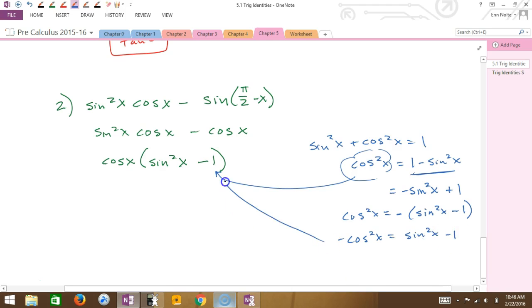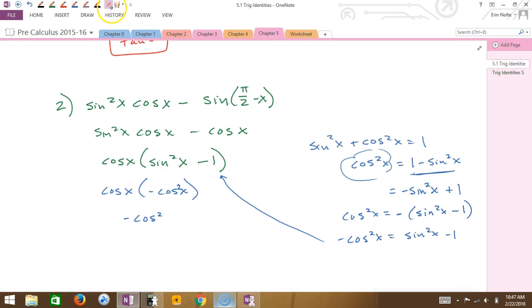Okay, so now I can replace this. This will work now. Okay, so now I have cosine times negative cosine. So, what's cosine times negative cosine? It would be negative. What's that? Oh, squared. Oh, yes, sorry. Thank you. You're right. To the third.